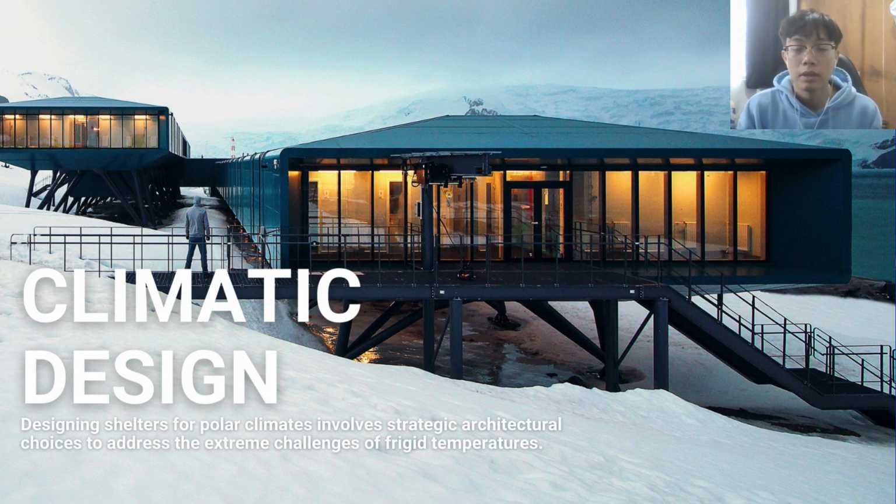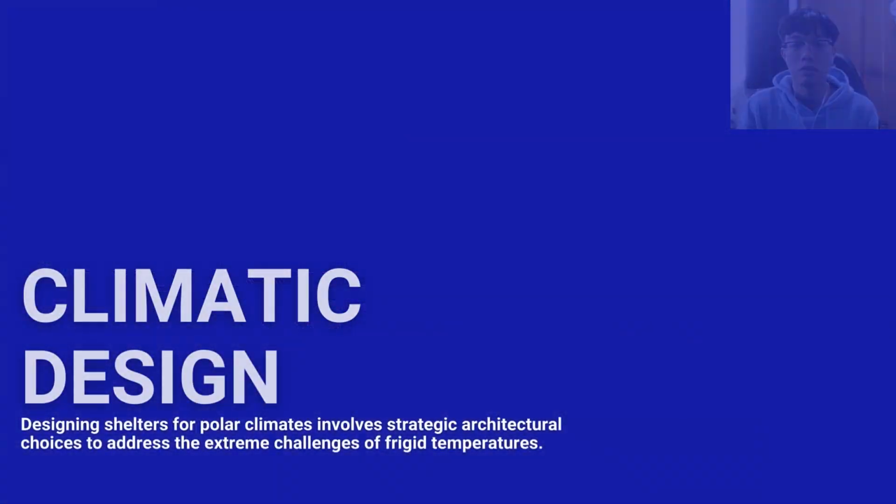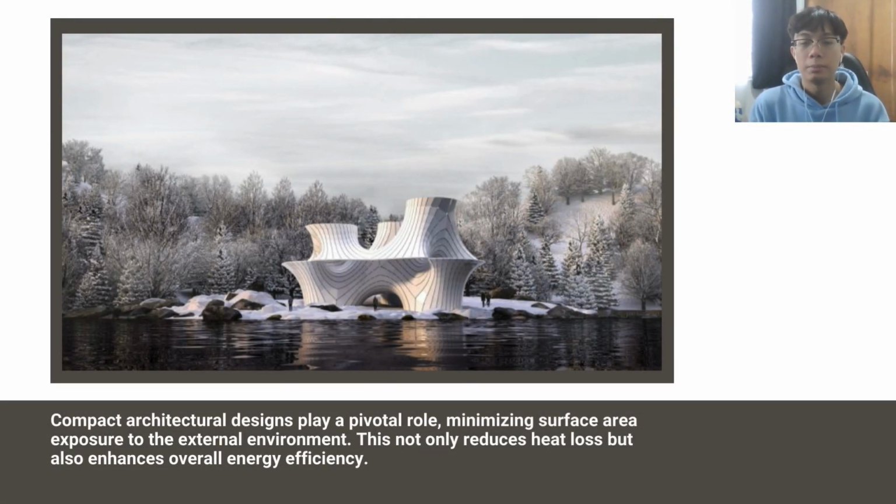Designing shelters for polar climates involves strategic architectural choices to address the extreme challenges of frigid temperatures. High thermal mass materials such as specialized insulation and double-glazed windows form a robust barrier against heat loss. These elements create well-insulated enclosures that retain warmth in the interior despite harsh external conditions. Compact architectural designs play a pivotal role, minimizing surface area exposure to the external environment. This not only reduces heat loss but also enhances overall energy efficiency. The spatial efficiency of these designs is crucial for optimizing resources and ensuring a snug interior environment for occupants.